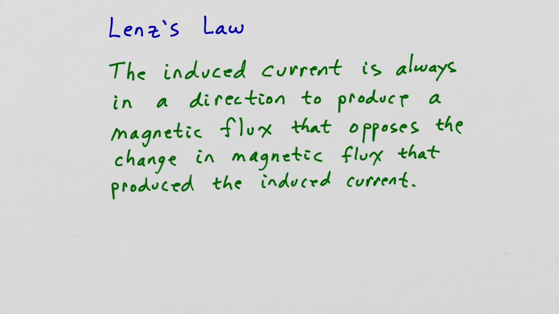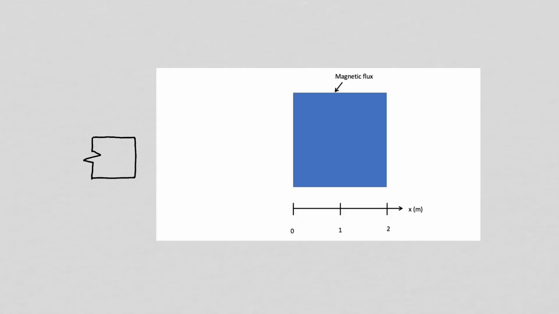Lenz's law states that the induced current is always in a direction to produce a magnetic flux that opposes the change in magnetic flux that produced the induced current. Let's look at our circuit moving into and out of the magnetic field region to understand this statement of Lenz's law. As our circuit moves to the right, we want to focus on what is happening to the flux inside our circuit.